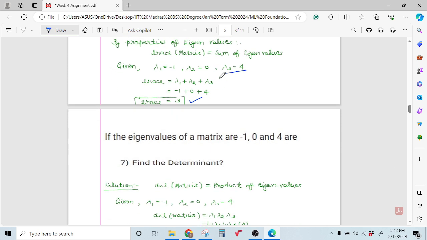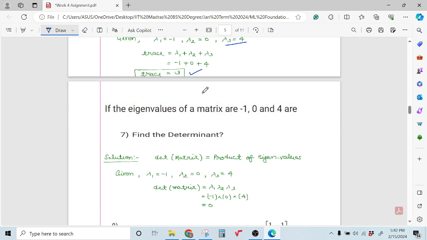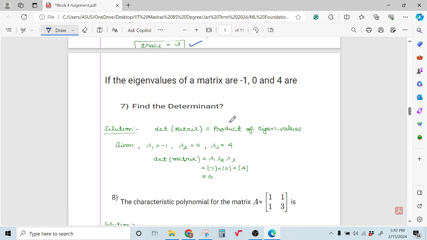Let us proceed with the next problem, question number 7. It says, if the eigenvalues of a matrix are -1, 0 and 4, find the determinant. So again, by the properties of eigenvalues, the determinant of a matrix will be the product of eigenvalues, and the eigenvalues are given as -1, 0 and 4. So the determinant of the matrix will be, since the value of the second eigenvalue is 0, the product ultimately will be 0. So the determinant of the matrix will be 0.